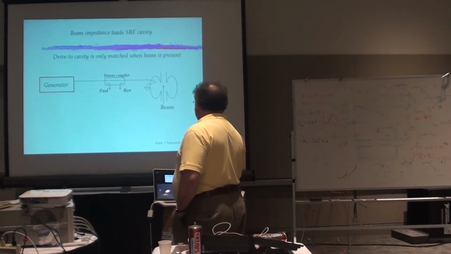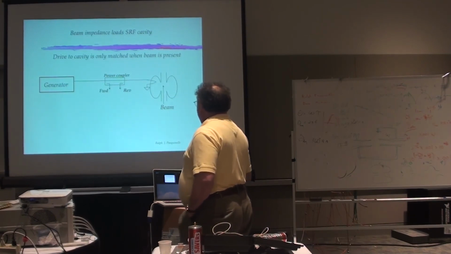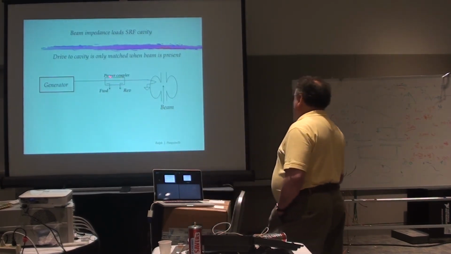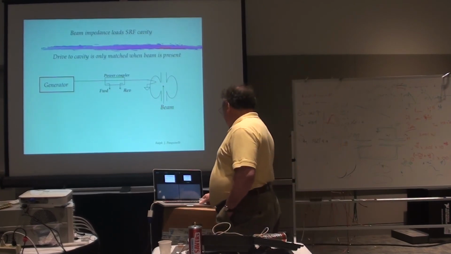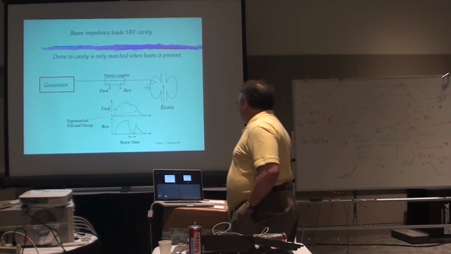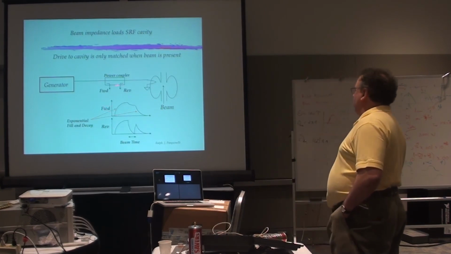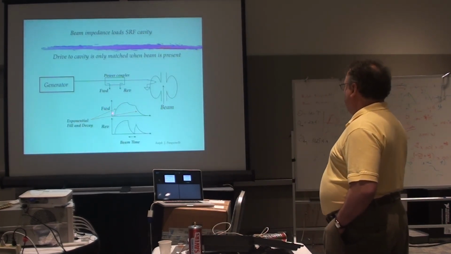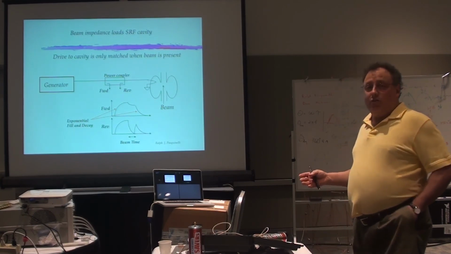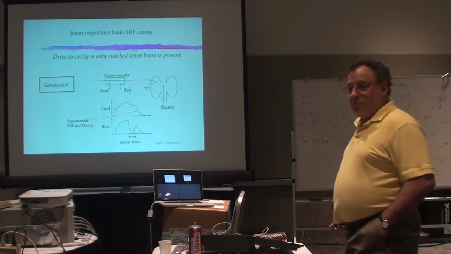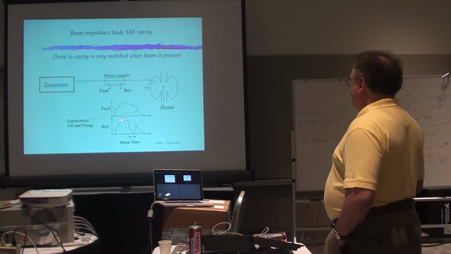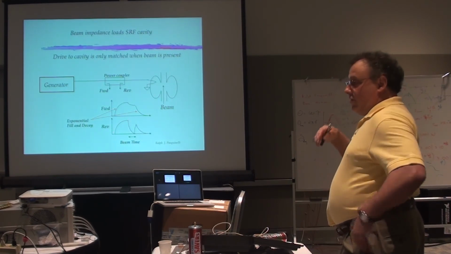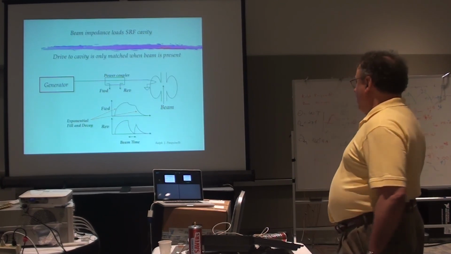Okay, so we now know we've got a generator, and we have some kind of coupler that lets us know what's going to the cavity, which has the beam, and we're going to monitor forward and reverse power. If I take a look at what these probes are telling me, it takes a certain amount of time to fill the cavity. If it's a superconducting cavity, it could be on the order of a millisecond, depending on what the Q is. And of course, because the cavity is not filled yet, and therefore not matched to the source, the reflected power is all coming back.